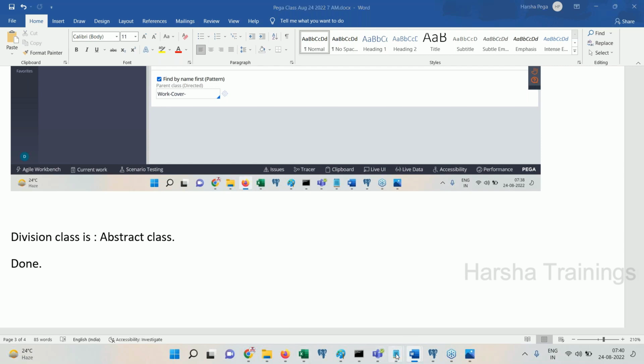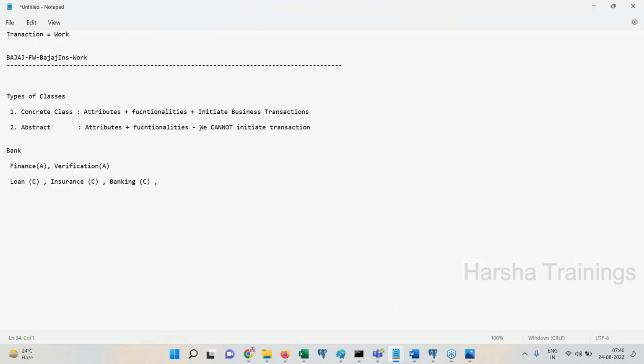Abstract class is the one where business transactions cannot be initialized, but concrete classes are the ones where business transactions can be initialized. Okay, I have a question now. So far, is everyone clear? Subunits will be there, yes, as someone asked. So far, any doubts, any questions?